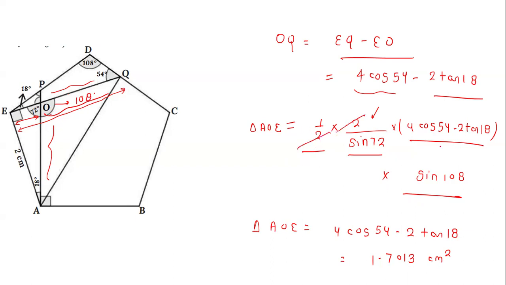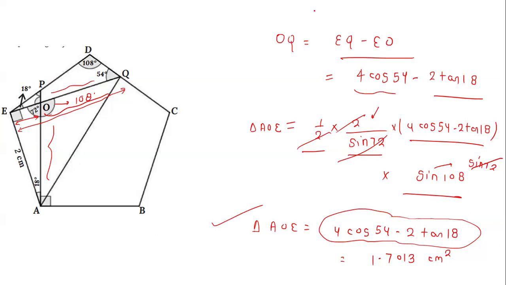This 2 and 2 cancel, and this sine of 108 is equivalent to sine of 72. So this sine 72 and this sine 72 cancel. So this becomes 4 times cos 54 minus 2 times tan 18 degrees. And then you can put in the values of cos 54 and tan 18 and you can get the area of the triangle. It comes to 1.7013 centimeter square. So in this way we can solve this problem.